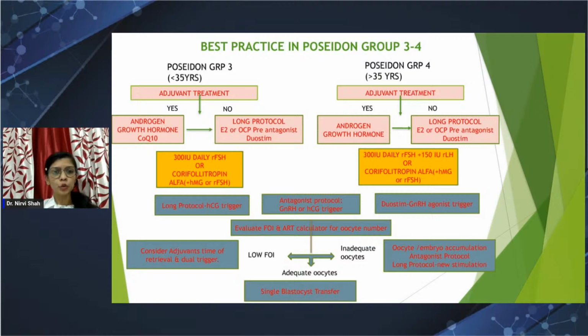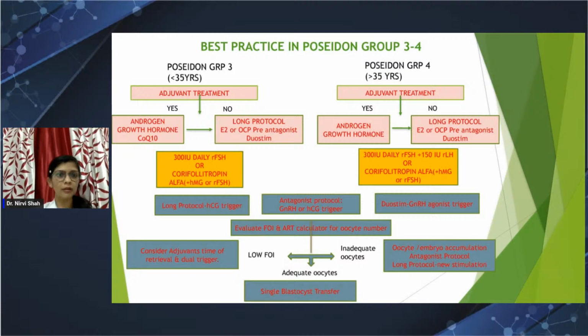After adding the adjuvants, we start with the long protocol. In this, pre-treatment with E2 or OC pills is beneficial to get synchronization of the follicles. 300 international units of recombinant FSH is what we are looking at in group 3 patients since the ovarian reserve is less. We are planning a long protocol, so HCG would be the trigger in such patients. If we are doing an antagonist protocol, then we can give either HCG or a GnRH agonist.